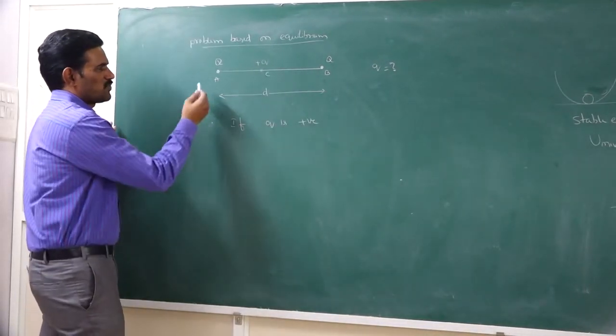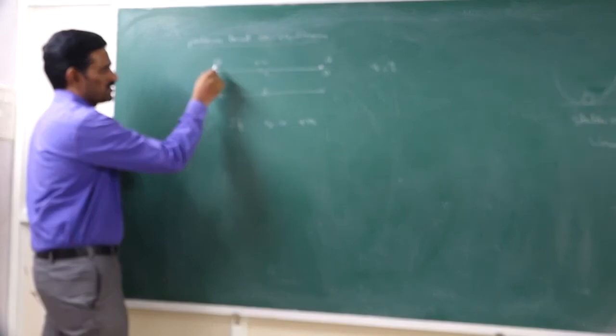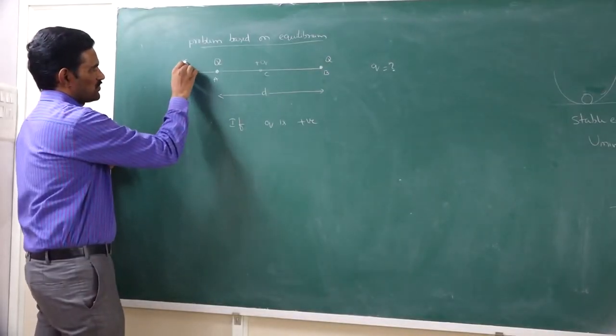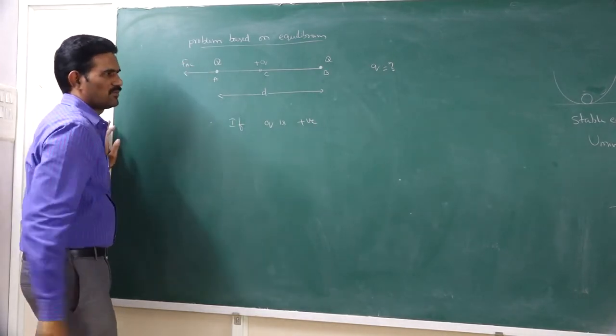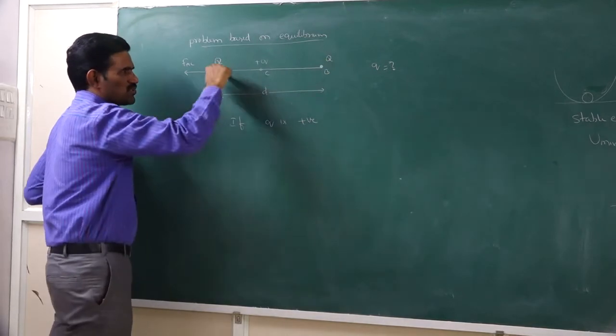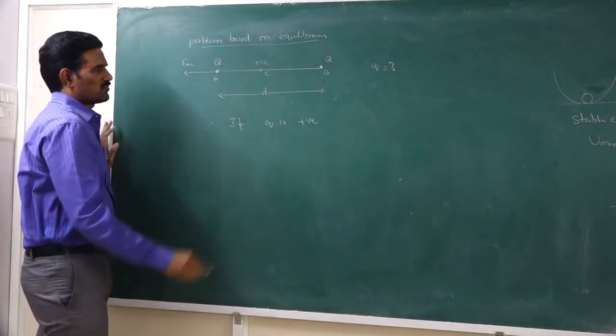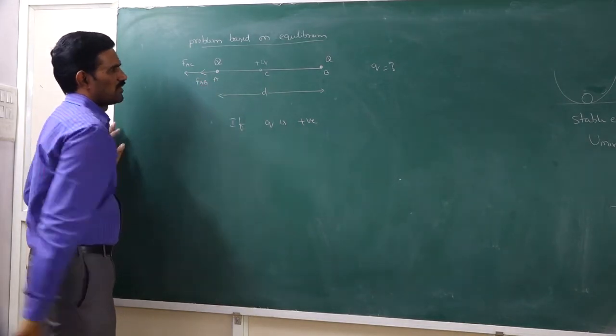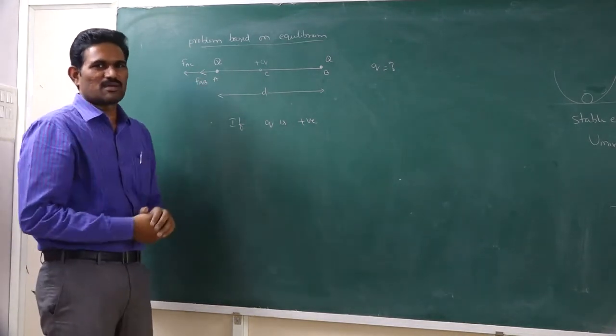If that charge is positive, then the force acting on A due to C will be a repulsive force along this direction. So this is the force acting on A due to C, and the force acting on A due to B. These two charges are also positive charges, so that is also a repulsive force like this, the force acting on A due to B. And so now both the forces are in the same direction.